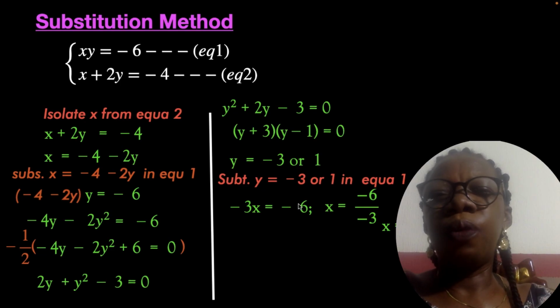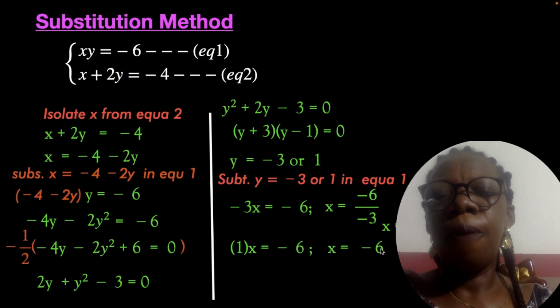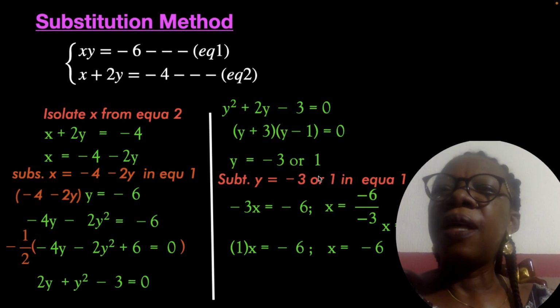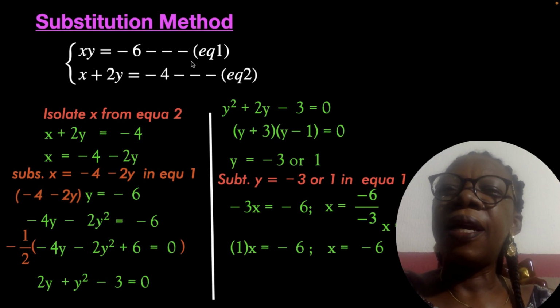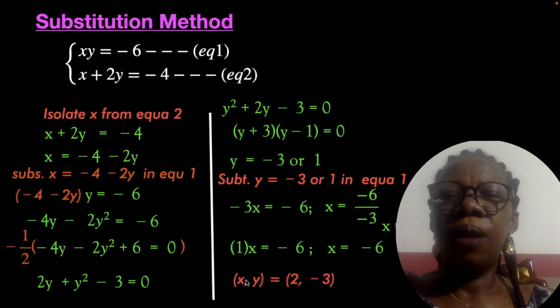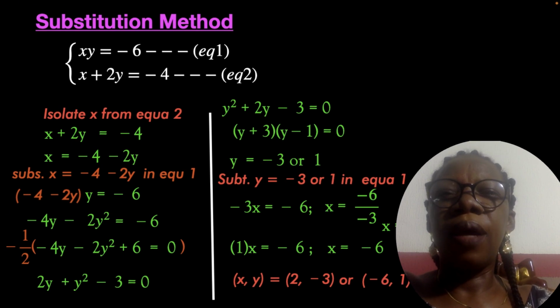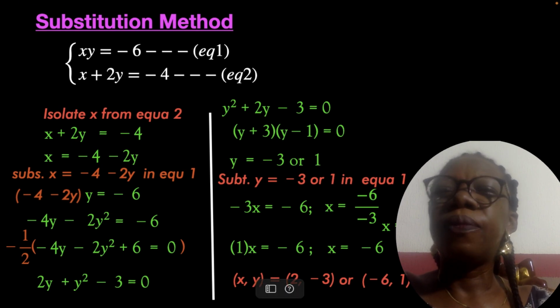When y is 1, we have 1x is equal to minus 6. 1x is the same thing as x, therefore x is equal to minus 6, right? The values of x and y in this system of equations are: when x is 2, y is minus 3, or when x is minus 6, y is 1.